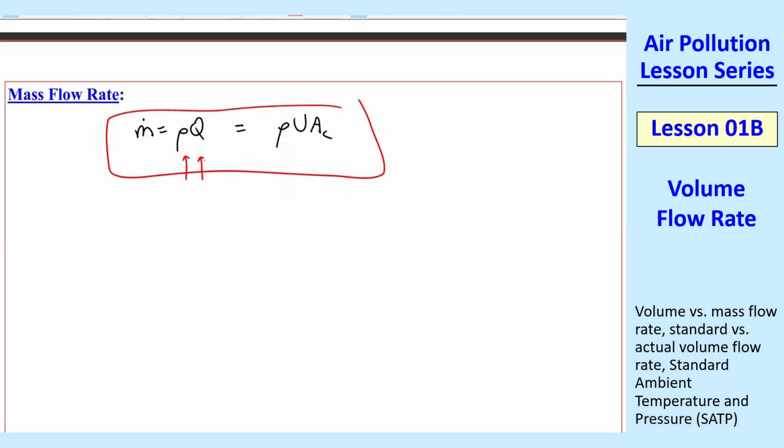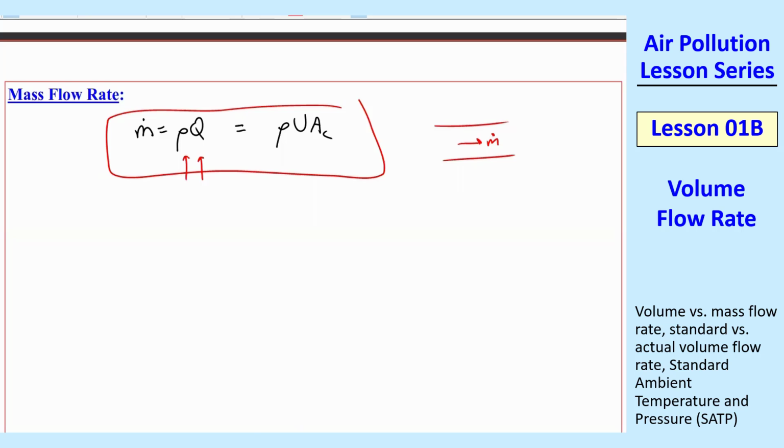If you're using some standard like SATP, you have a different rho and a different Q, but your m dot should be the same because that's what's actually flowing in your duct, and that doesn't change whether I describe it in actual or standard flow rate. So the m dot, there's really not a difference between standard and actual. It's the same mass flow rate, independent of whether you use Q standard or Q actual.